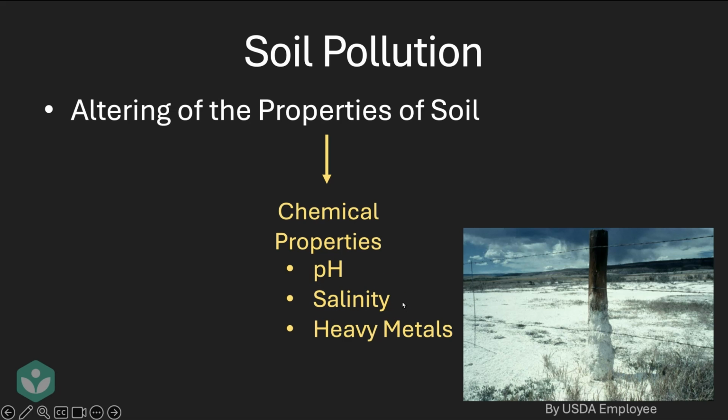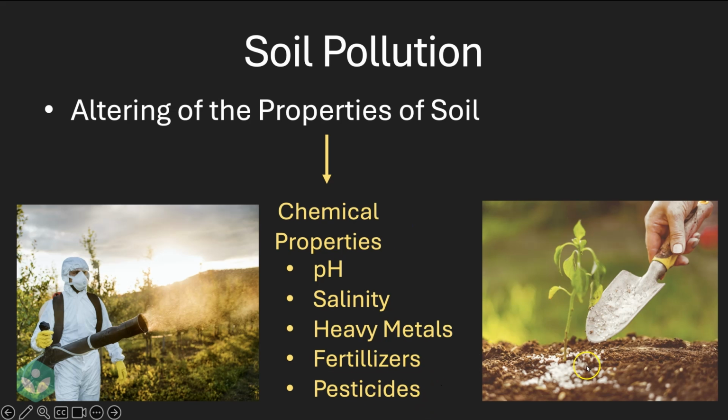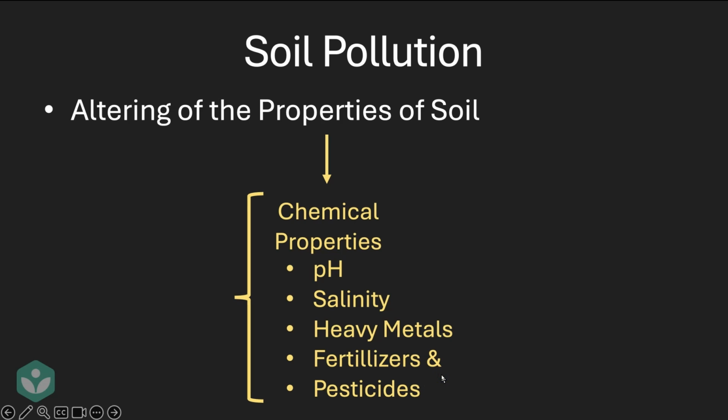Great. Is there any other way we can alter the chemical properties of soil? Yes, there is. What if we sprayed a ton of fertilizer and a ton of pesticides? These are chemicals, right? That would also alter the properties of the soil, isn't it? So we must be careful with this. Now let's ask what would actually happen if we change the chemical properties? Whom is it harming? Turns out that all of this, whether it's pH, salinity, heavy metals, or fertilizers and pesticides, these affect the agriculture and plants on the soil.